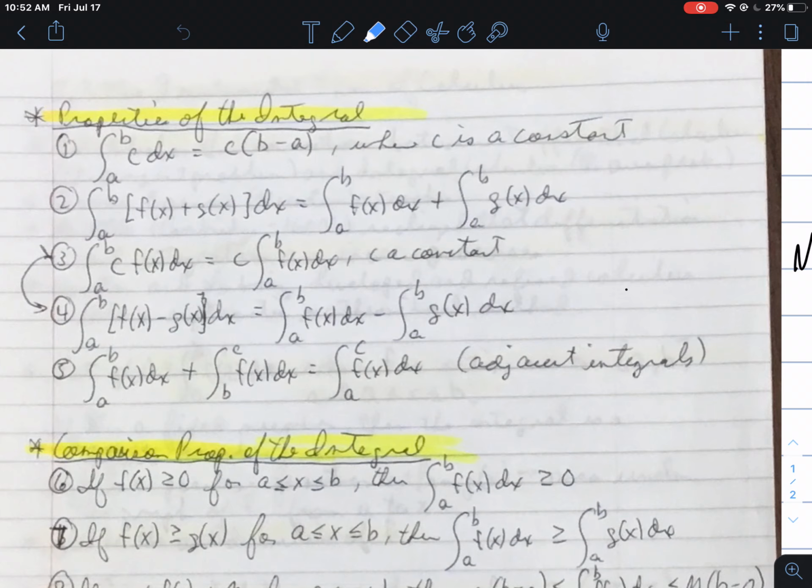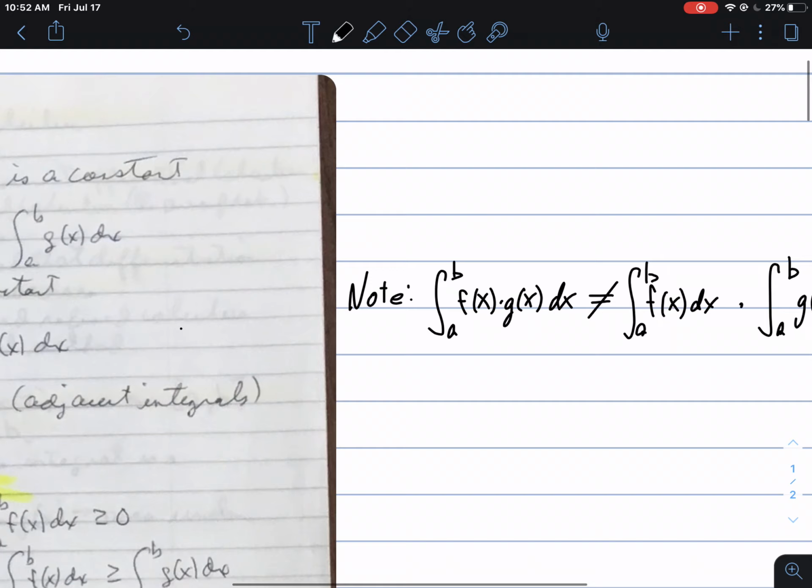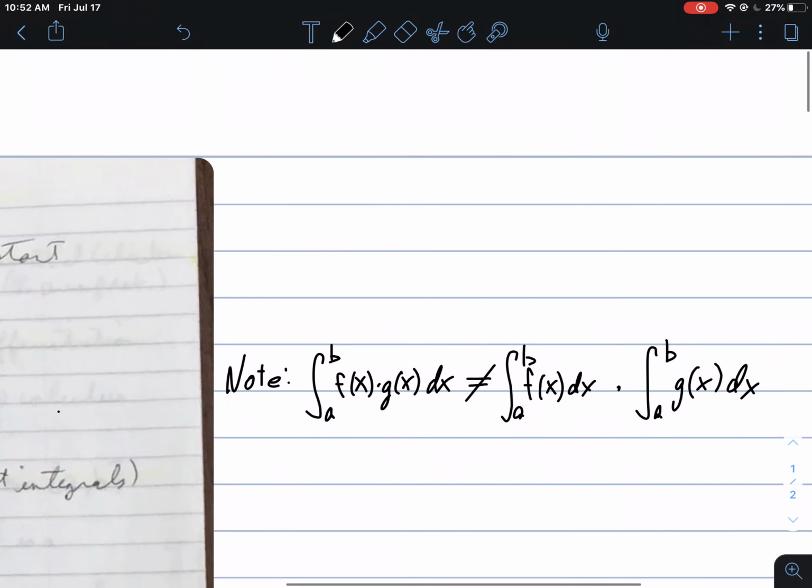Other properties of the integral. The integral from a to b of a constant, the integral from a to b of c dx, is equal to c times (b minus a), where c is a constant. That would be a case like, remember we talked about constant functions? I'm going to look at this before I look at that.